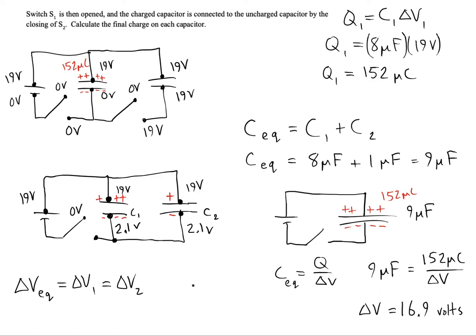All right, now that we know the delta V for both of these, each of the delta V's is 16.9 volts. Now we can go back and solve for how much charge must be on each of these capacitors. One of them can hold much more charge than the other. C1 is an 8 microfarad capacitor. C2 is only a 1 microfarad capacitor. So actually C1 is going to hold much more charge than C2. But let's calculate how much it'll be. We'll use Q1 equals C1 delta V1.